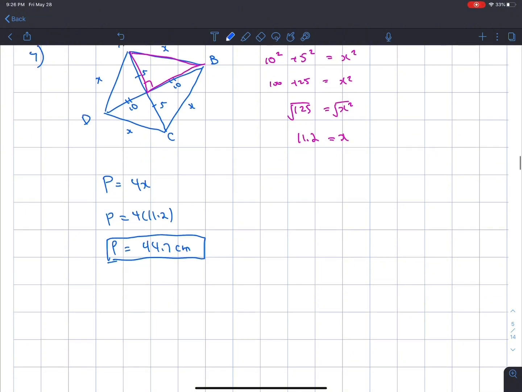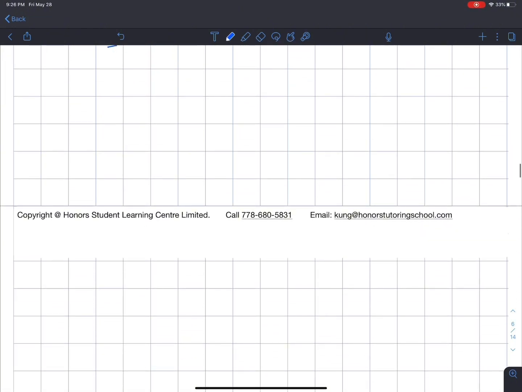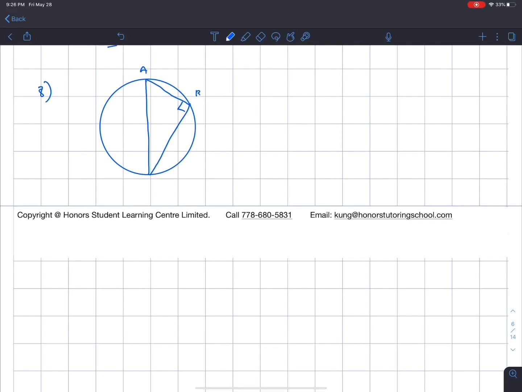So moving on to question 8. Find the radius of the circle if AB equals 7 and BC equals 12.